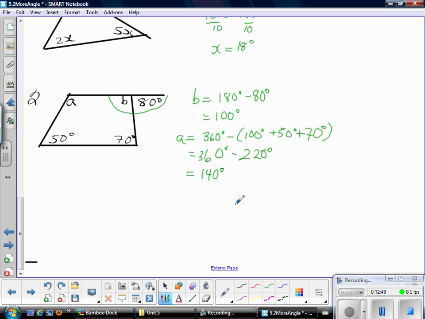Okay, now I'm going to pause the video now, and there's going to be another part, and we're going to look at shapes that have more than four sides.